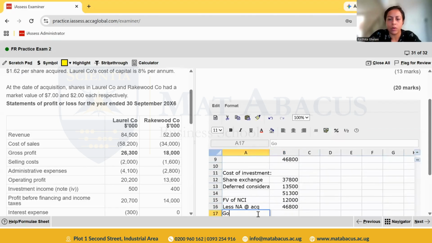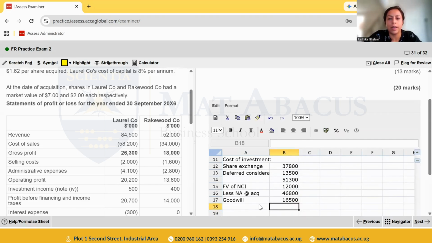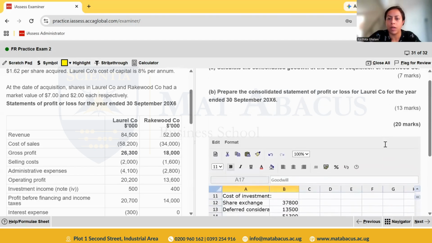And therefore, for our goodwill, they told us there's no impairment. Our goodwill is going to be the cost of investment plus the value of the NCI minus the net assets at acquisition, giving us the goodwill as 16,500,000. Okay, and that's your 7 marks right there.